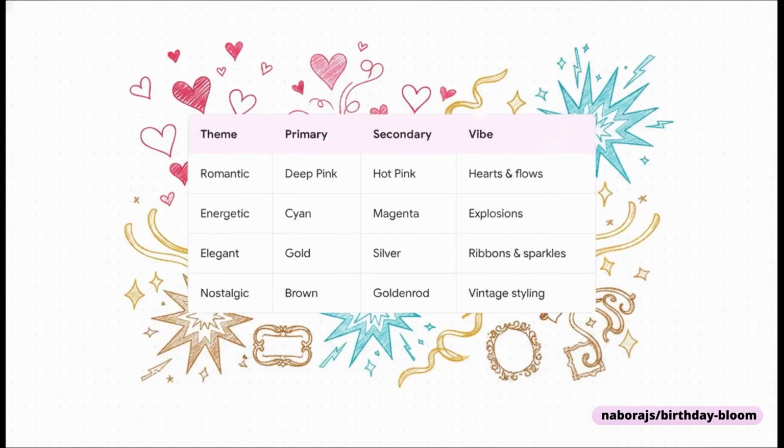It is honestly amazing to see how much heavy lifting the system does based on just one tiny variable change. By simply updating a single color variable, like picking deep pink or gold, the engine generates a fully curated theme palette that completely transforms the emotional tone of the site. So a romantic setup gives you hearts and elegant flows, switch it to energetic with a cyan color, and boom, you get explosions and vibrant, colorful effects. Switch to nostalgic for a family member, and the system automatically applies these beautiful, warm retro effects and vintage styling.